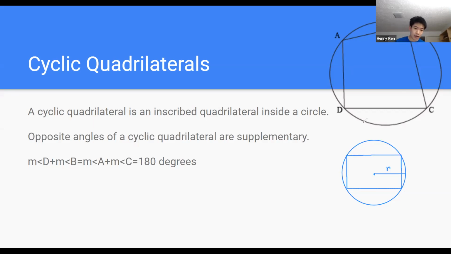The opposite angles of a cyclic quadrilateral are supplementary. So that means that the measure of angle D, in this case, plus the measure of angle B is going to be 180 degrees, and same thing with A and C. That's all you need to know about cyclic quadrilaterals. So if you are given something that says that a quadrilateral has been inscribed in a circle, that's only one principle to memorize: the opposite angles are supplementary.